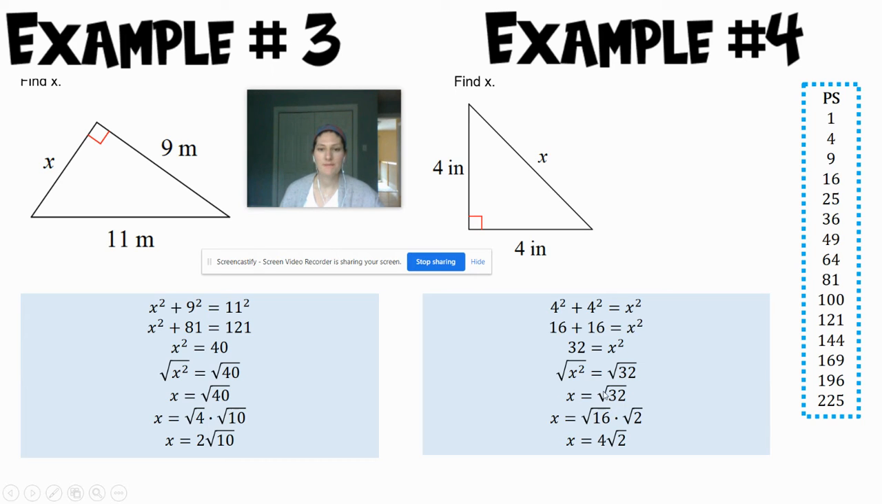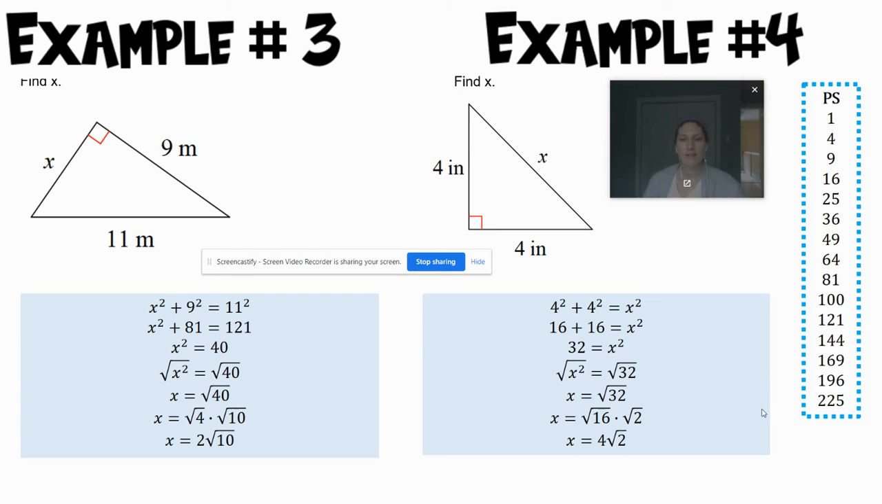32, I want to simplify the square root of 32. Would fall right here, work backwards. The biggest perfect square factor of 32 would be 16. And so the square root of 16 is 4. So my final answer is 4 root 2.